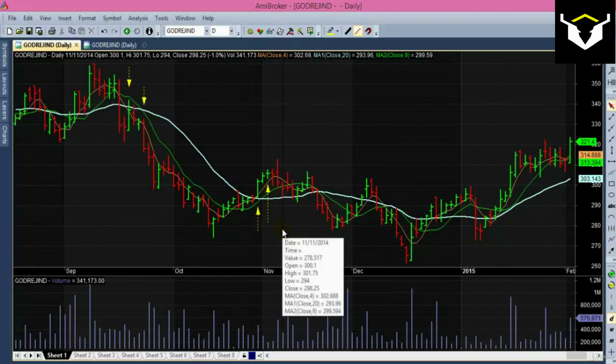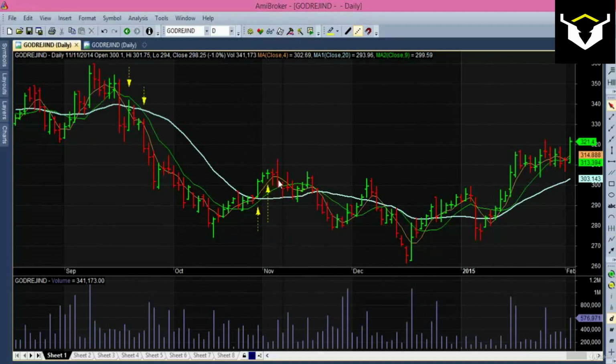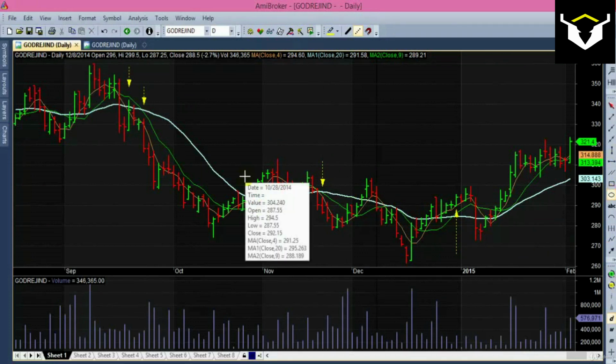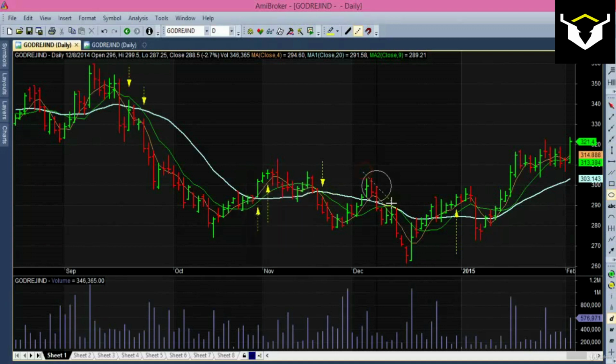It gave a buy signal, or it confirmed the uptrend, which turned out to be nothing but a corrective upside move, and then prices gave us a confirmed sell signal on 21 November, which continued till 31st December. And in the meanwhile, you can see the 4-day moving average kept on giving change of trend signals.